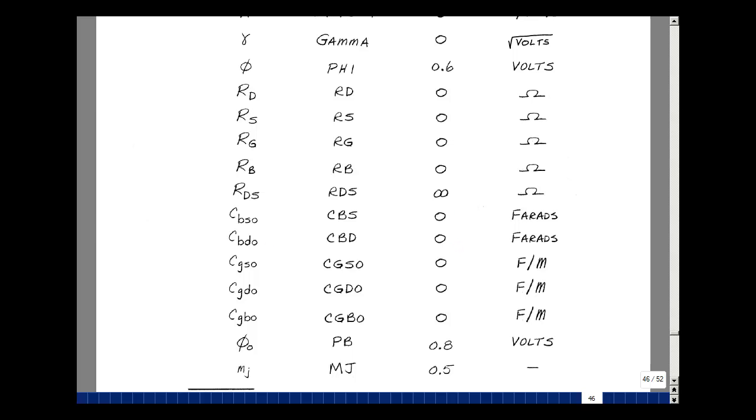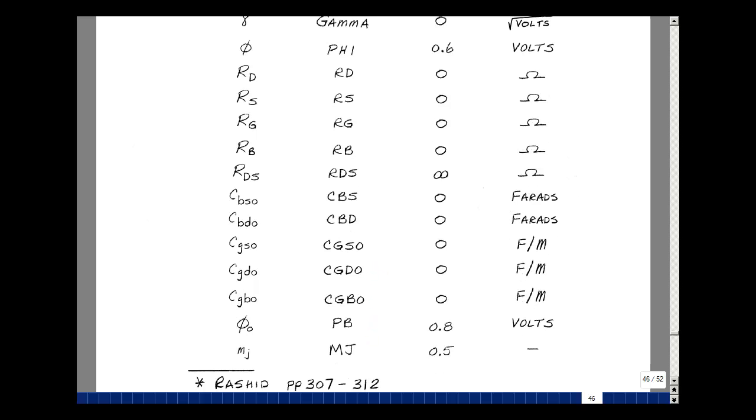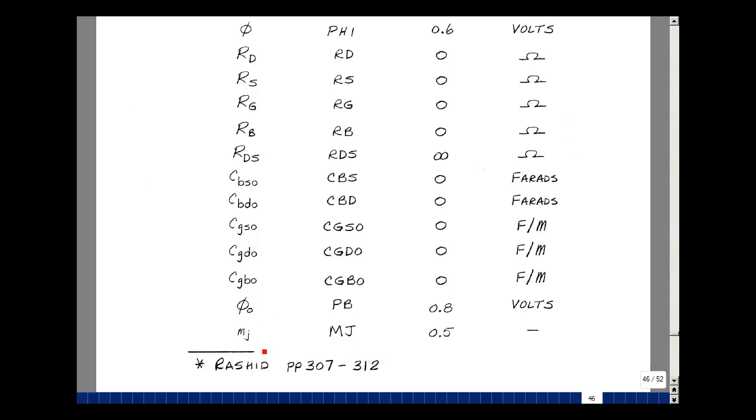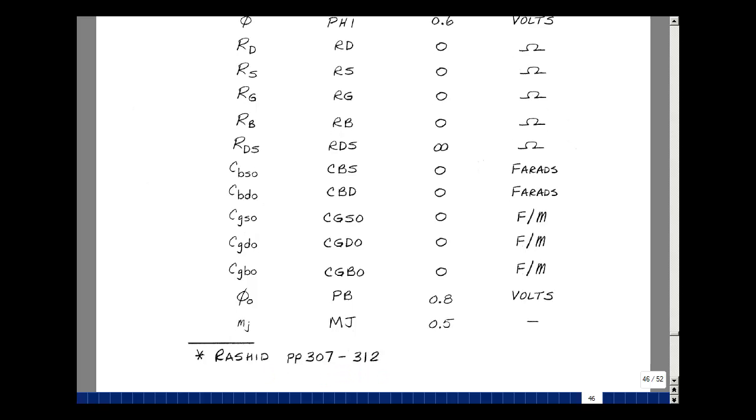And then we had an equation for a reverse bias diode, defaulted to 0, so again has no effect until you put it in. Then we had the overlap capacitances, and their corresponding SPICE notation is the same letters but all uppercase. And then of course we've had the built-in barrier potential and the grading coefficient before. You can find more about this in the Rashid paperback from pages 307 to 312. I should point out that this is called a level 1 model in SPICE.